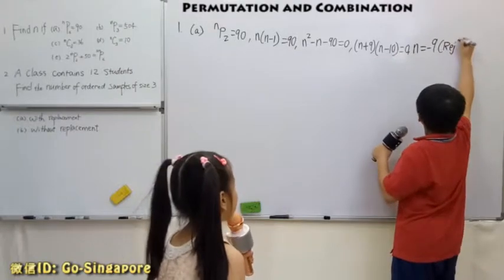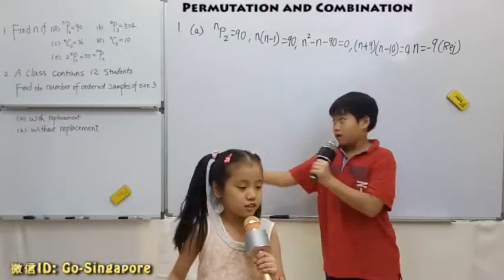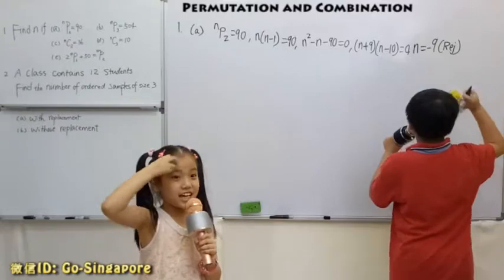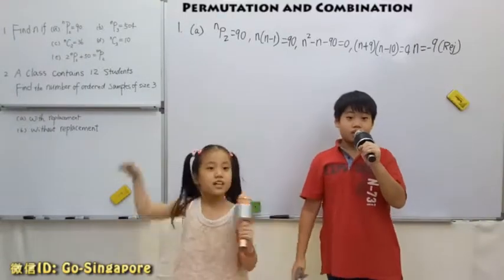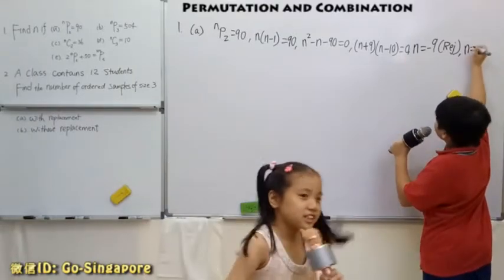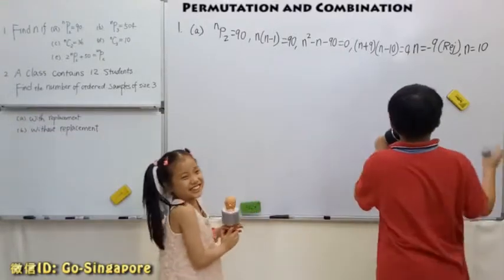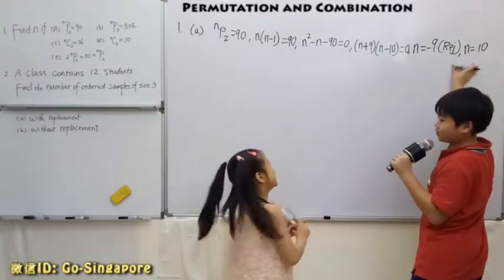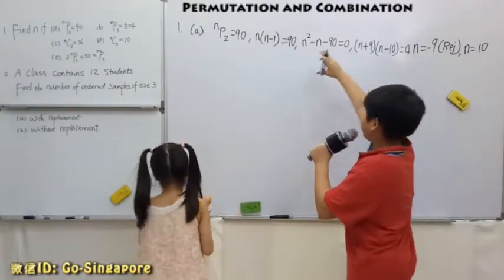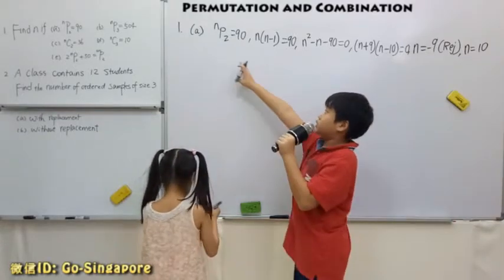So n can be negative 9, but because n cannot be negative here, we reject the negative 9. So n is 10, as there's no negative. Is it like this? Yes. Okay, so this is for the first part, right? Yes.